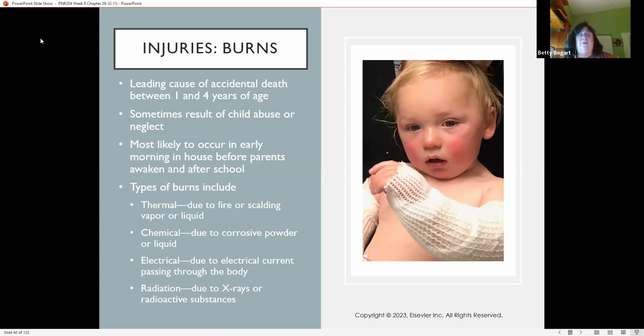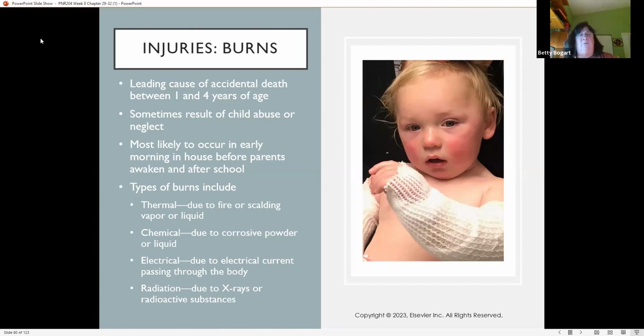Types of burns: thermal, chemical, electrical, and radiation. Now, thermal is due to a vapor or liquid. It could be a boiling pot of water. You put your hand over the steam and you burned yourself. Chemical could be due to a corrosive powder or liquid. You touch something that was caustic, and it caused it.